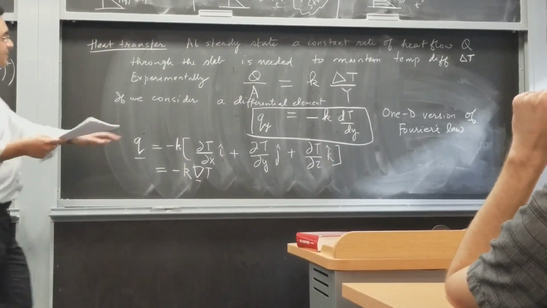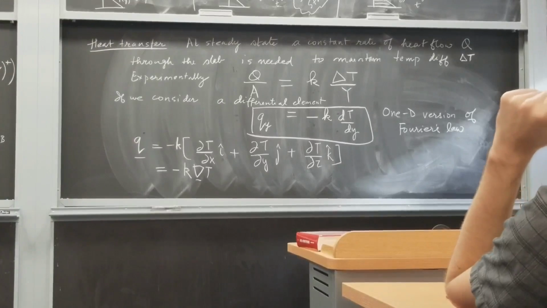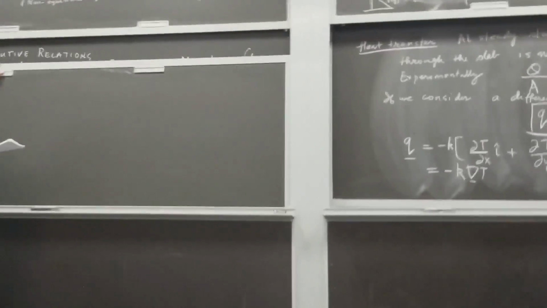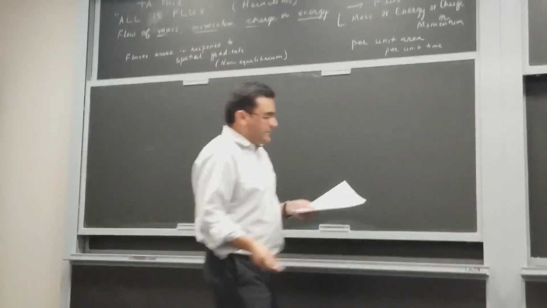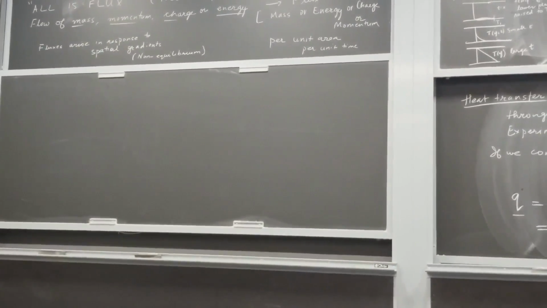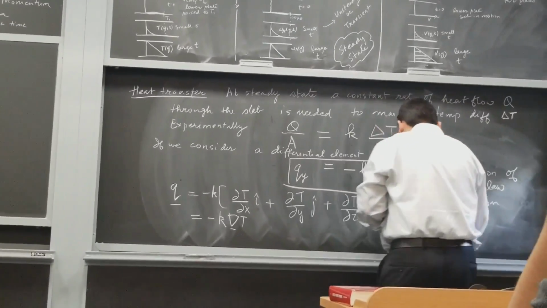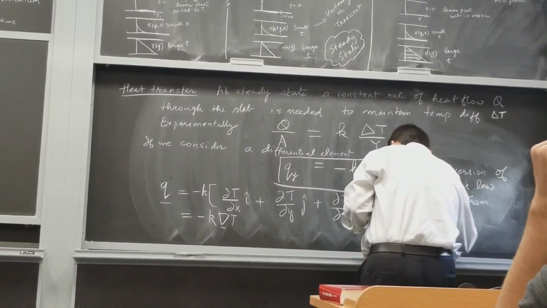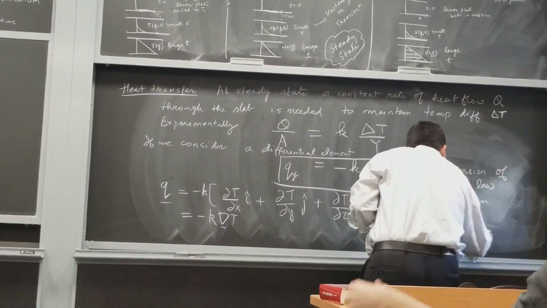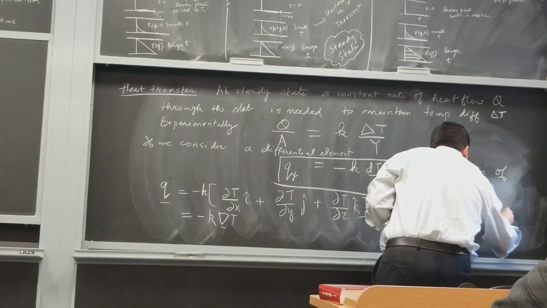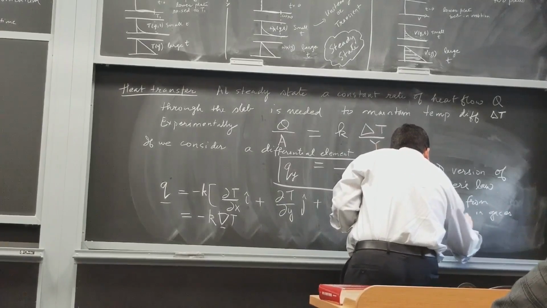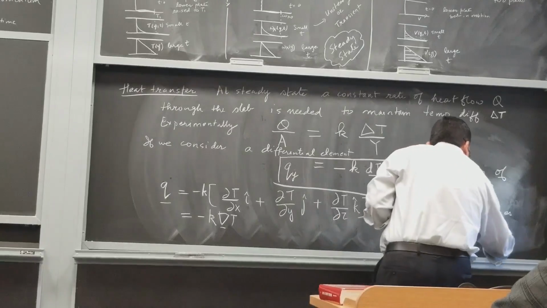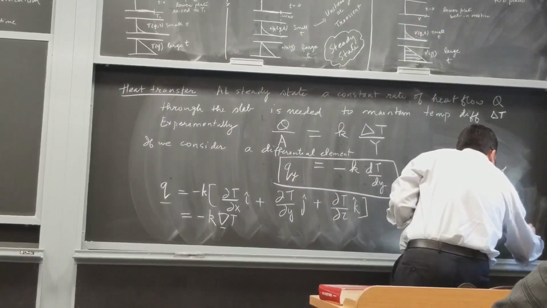In my notes, I've included something similar for mass transfer, and we'll get to that in a few seconds. Before I finish this discussion, I should say that k varies from 0.01 watts per meter Kelvin in gases to 1000 watts per meter Kelvin in metals or solids.